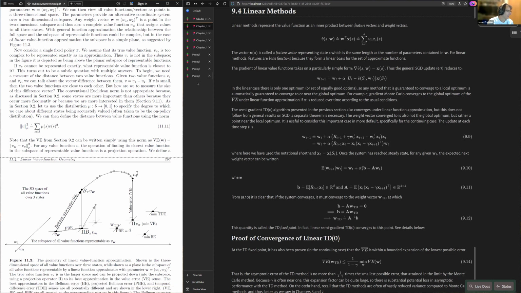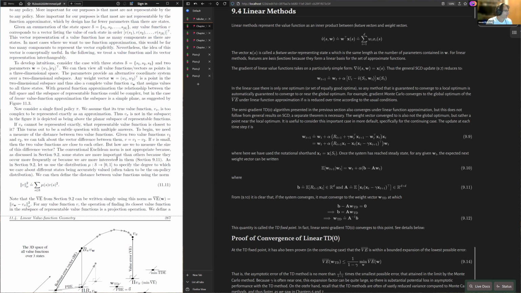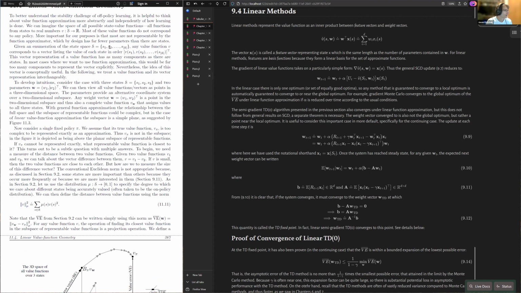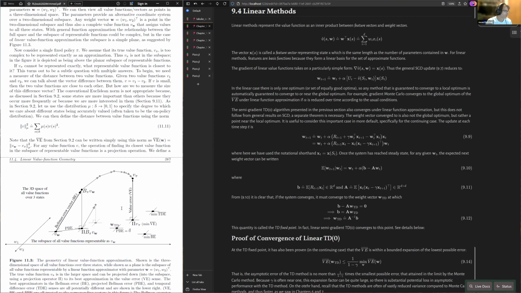So we have the plane, and then there is some point in the full 3D space, which is the true value function, right? That's like this point for the three states, where if you imagine that there's some other axis in this diagram which isn't shown, which is the value of each of the three states in the 3D space.